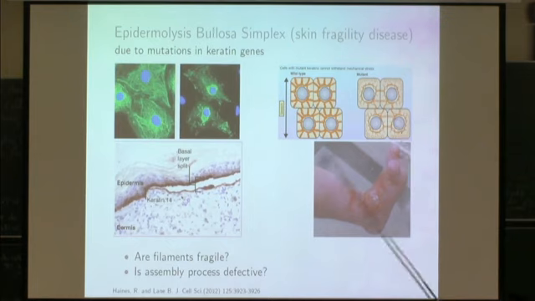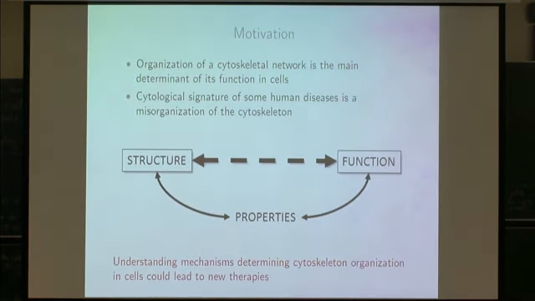Okay? But the problem is where this thing comes from. Is the mutation inducing a fragility of the filament, or is it just the assembly process that is going to be defective? We don't know. But what is very important in here is this link between structure and function, and the organization of intermediate filaments is going to help determine the function.